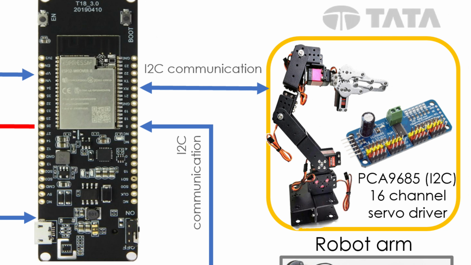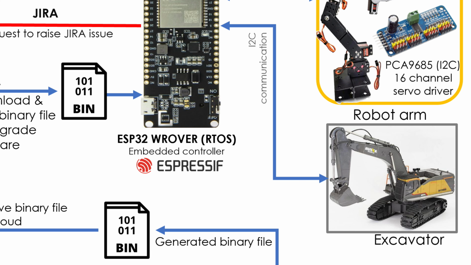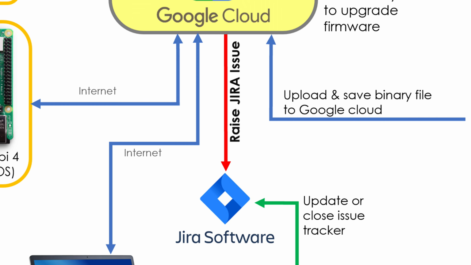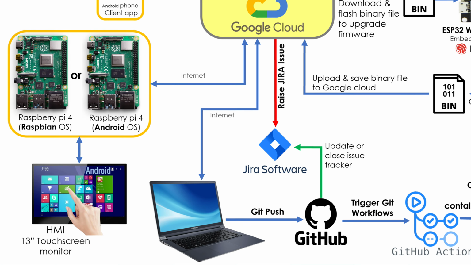ESP32 receives the update in real time whenever a value changes and drives the robotic arm or excavator accordingly through I2C communication protocol. When the battery is disconnected, ESP32 reports a fake crash and requests to raise a Jira tracker, and a new issue is opened on Jira by Google Crashlytics. Developer can manage the whole system through command line interface or web console of Google Cloud.